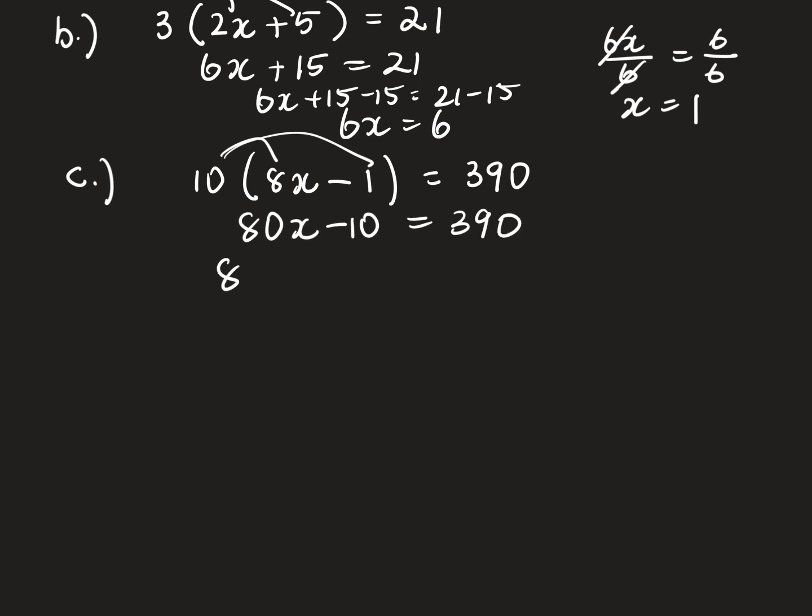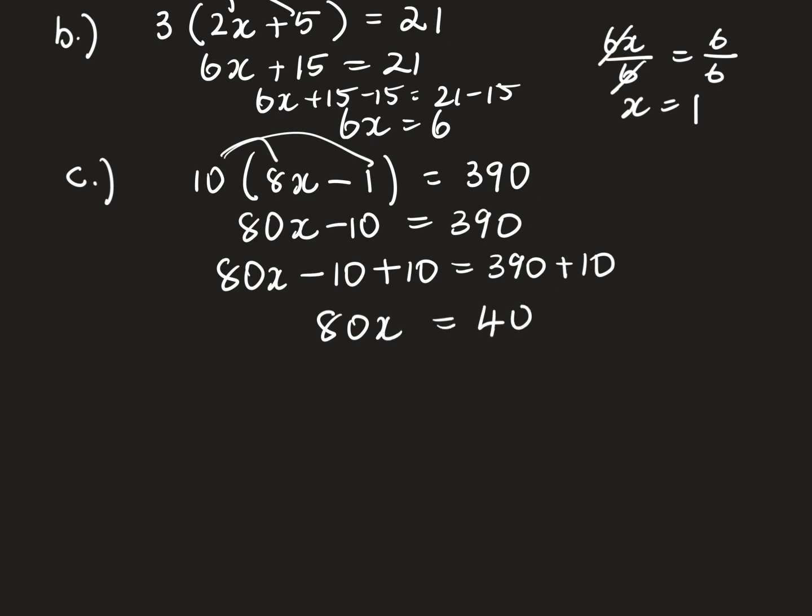Now we don't need to be worried about the big numbers here, do we? We just do the same thing. Add 10 to both sides. That gives me 80x is equal to 390 plus 10 is 400. Divided by 80 equals 5. Okay, I told you they didn't all have whole number answers, but they do.